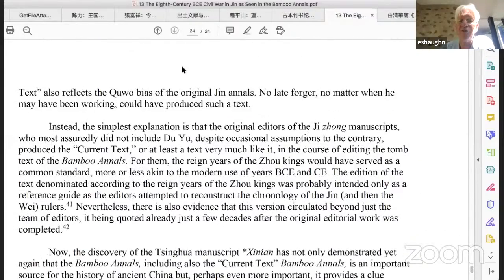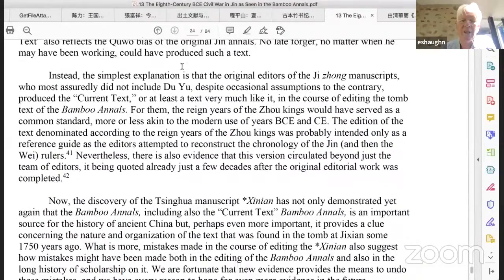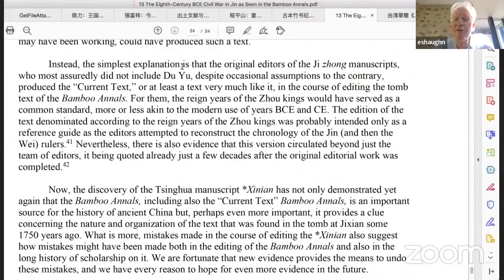What's more, the current text also reflects the Quwo bias of the original Jin annals. And this is an important point, I think, that these annals for these years are written from the viewpoint of the Quwo rulers, not from the mainline Jin rulers at the capital of Yi. And no late forger, no matter when he may have been working, could have produced such a text that also reflects the Quwo rulers. Instead, the simplest explanation is that the original editors of the Jizhong manuscripts, who most assuredly did not include Du Yu, despite occasional assumptions to the contrary, produced the current text, or at least a text very much like it, in the course of editing the tomb text.